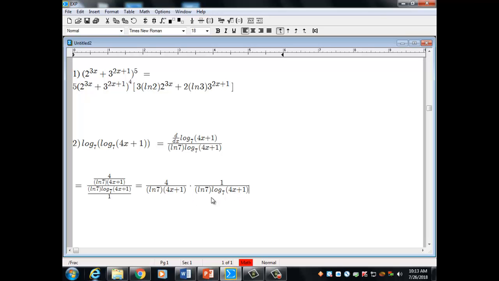Okay? So that would give you a final answer of 4 over ln of 7 squared, right, times 4x plus 1 times log base 7 4x plus 1. And that is your final answer.